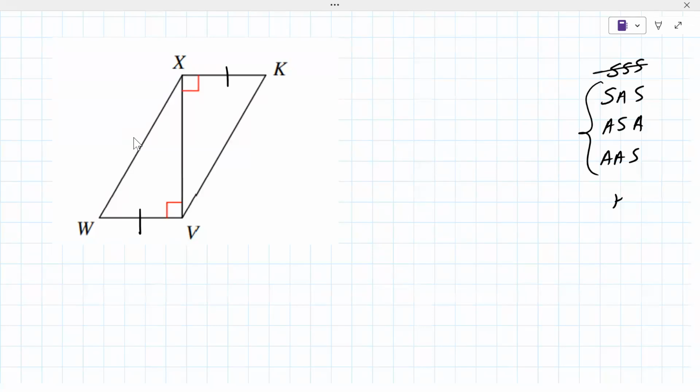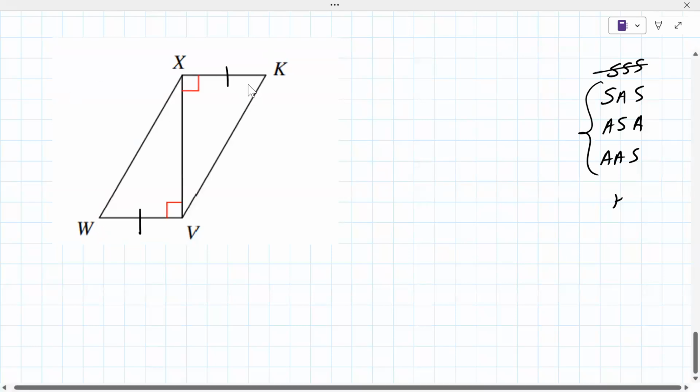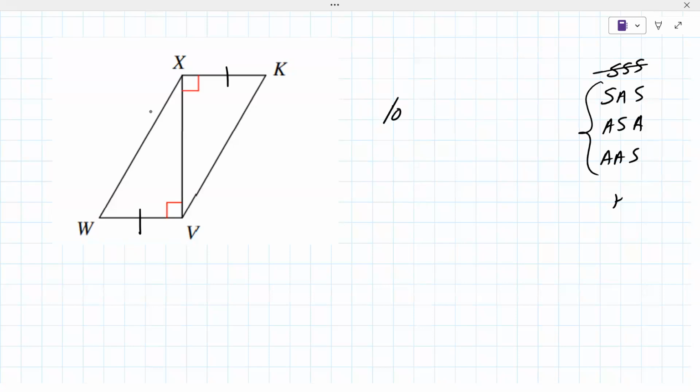How about sides? Are there any sides that are congruent? XW and KV. How do you know? Is it because they look the same, or is there actually a reason? Well, I said that because I think they look the same. You cannot say that. Saying they look the same will fail the proof. That's really, really bad.